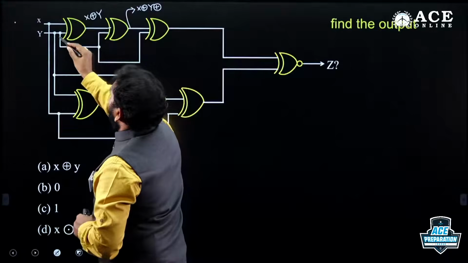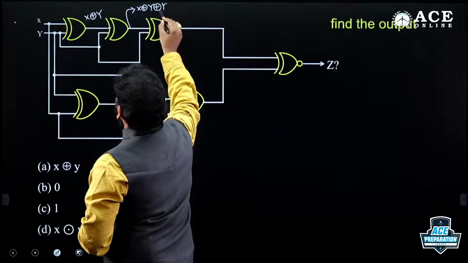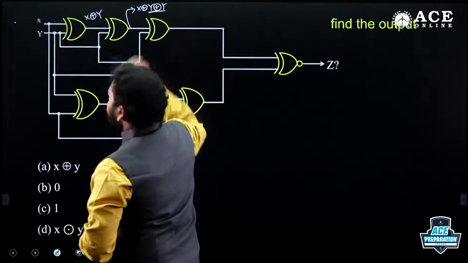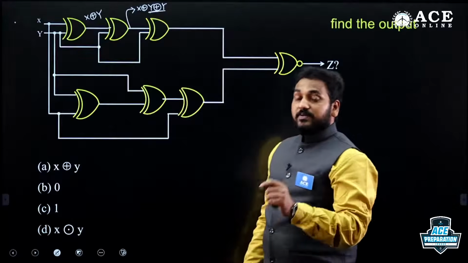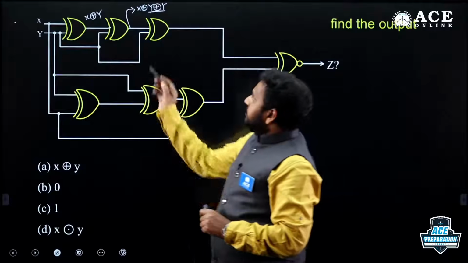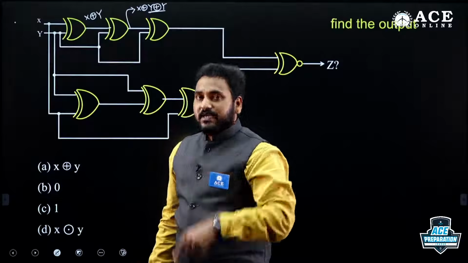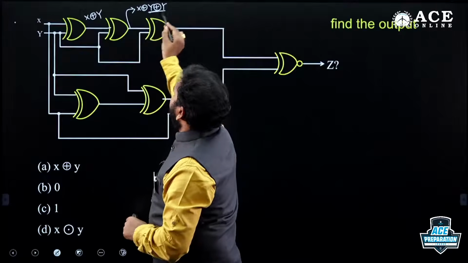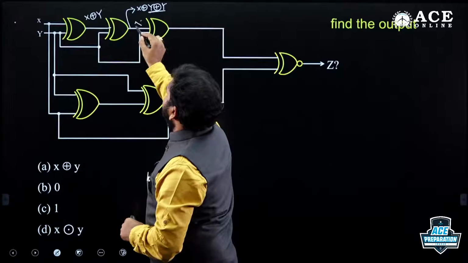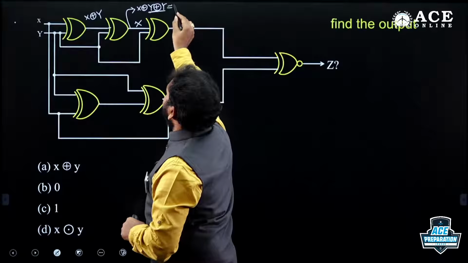X XOR Y. What is Y XOR Y? You can separate like that. Y XOR Y, inputs are same in XOR gate, so the output is 0. If one input is 0, have you remembered 0 XOR A, 0 XOR X, is X. So this is X only. Here, I can write simply it is X.